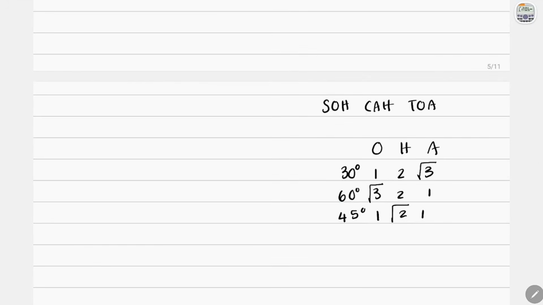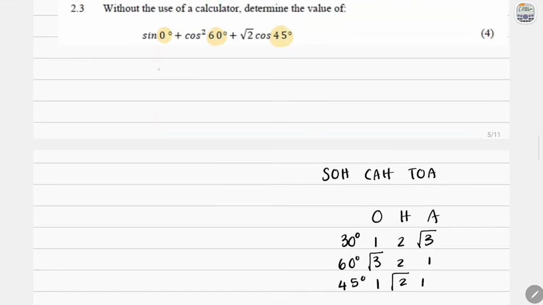It's mostly 45 degrees that you have to actually just use the rule, because if you use the calculator, they would know. Okay, so if you say sine 0 degrees, you can use your calculator, but I know that sine 0 degrees is 0, and then plus cos squared 60 degrees. We would need to find cos 60 degrees first, and then say that is squared.